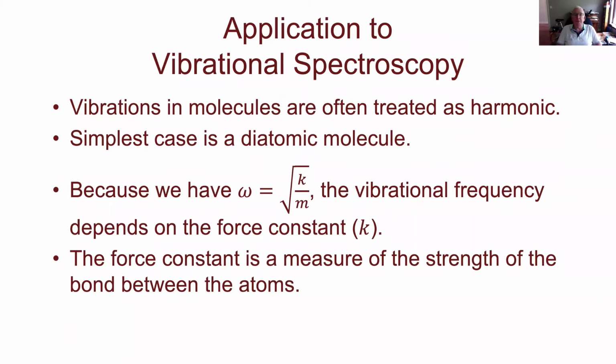Physical chemists often take vibrational spectra to sort out details about the structure of molecules. Some of our best measurements of bond lengths and bond strengths come from vibrational spectroscopy, actually. So the vibrations in molecules we generally treat as being harmonic. Why do we do that? Like many things, we do that mostly because it's the simplest way.